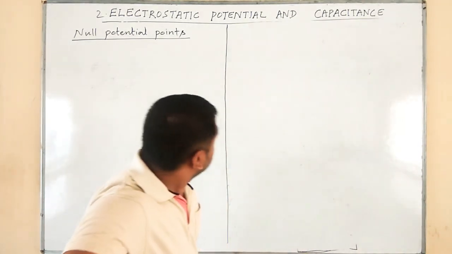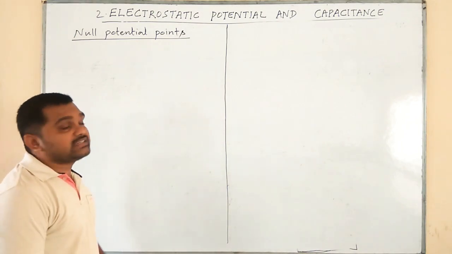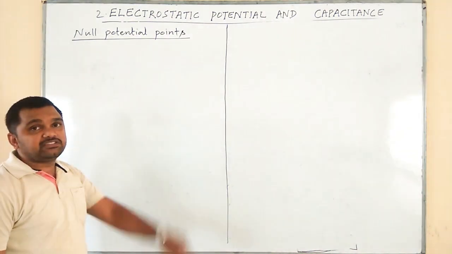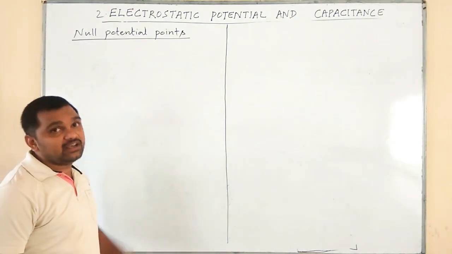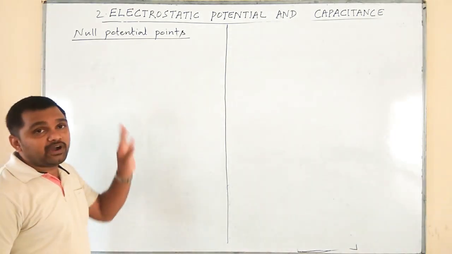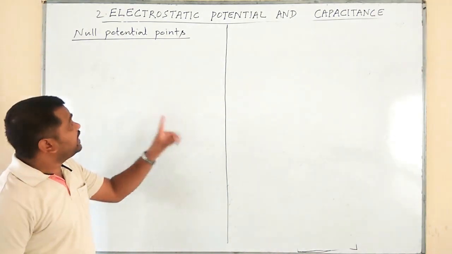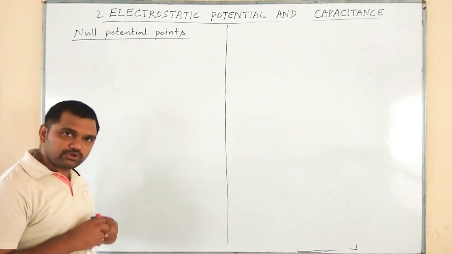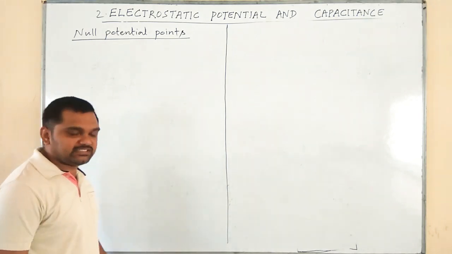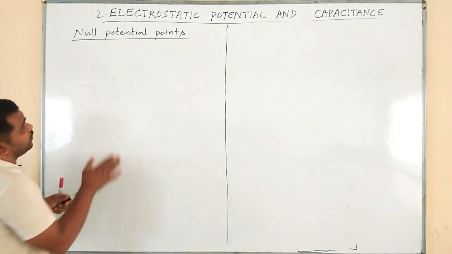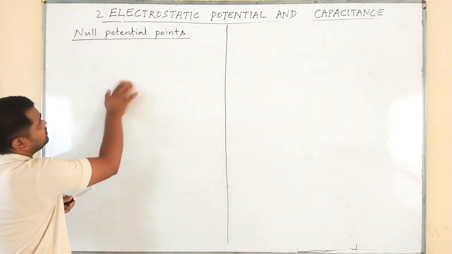So in case of two unlike charges, there are 2 possible points where we can get the resultant potential 0. A null point is a point where the net potential due to two or more charges will become 0. I will take only two charges here.